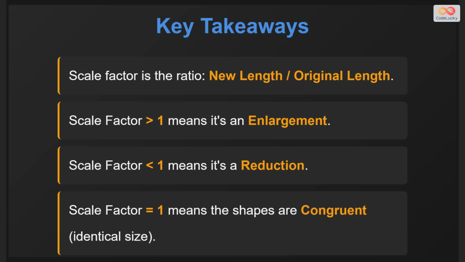Let's quickly recap the main points. The scale factor is the ratio of the new length to the original length. A scale factor greater than 1 results in an enlargement. A scale factor less than 1 results in a reduction. And a scale factor of exactly 1 means the shapes are identical in size.